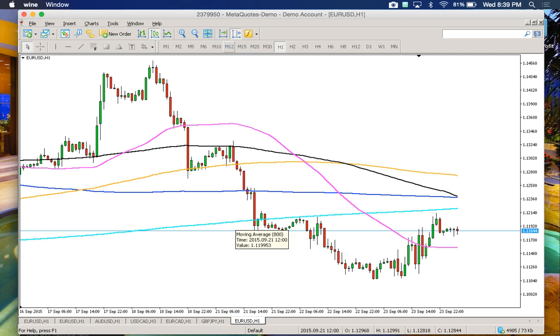Then I have the 800 SMA, which is probably the strongest SMA I have on the chart compared to all the other ones, which acts as strong resistance, as you can see right here.